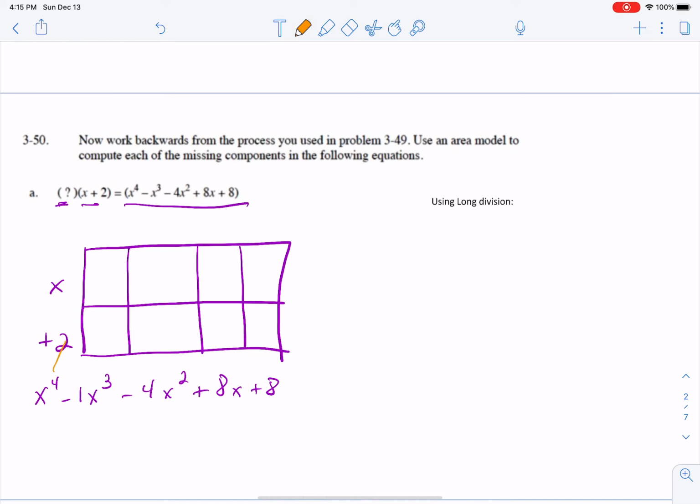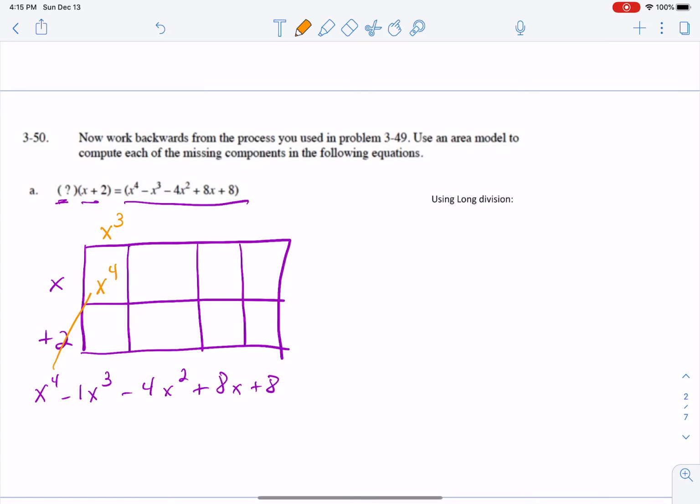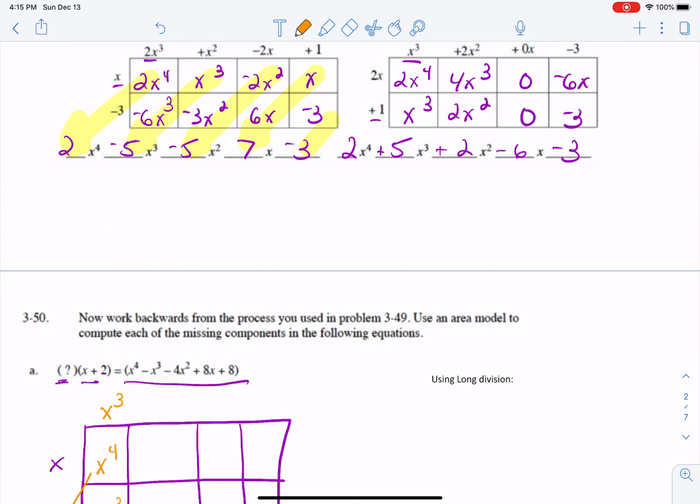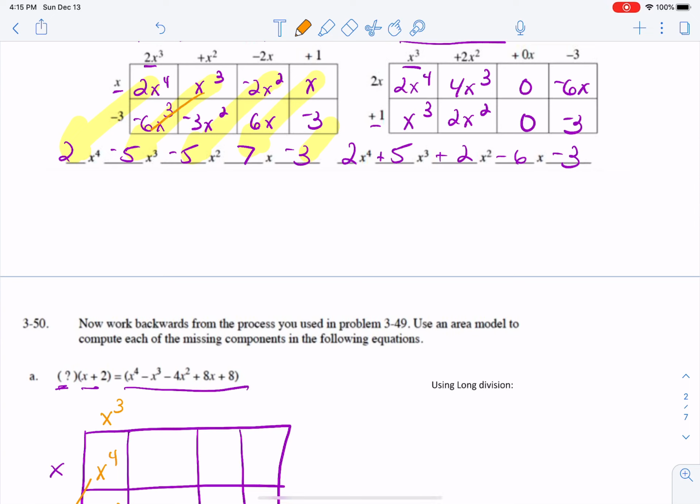I start by moving my x to the fourth into my top square. And then I think about, all right, what times x is going to give me an x to the fourth? X cubed times x gives me an x to the fourth. X cubed times 2 gives me a 2x cubed. Now looking at the pattern from earlier problems, I was adding across the diagonal in each instance of x.